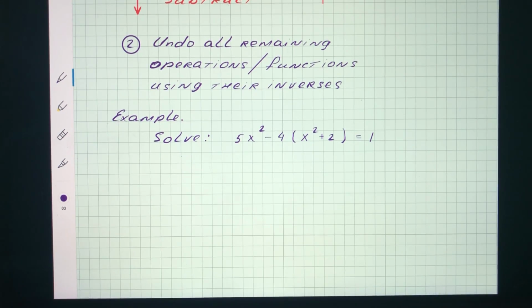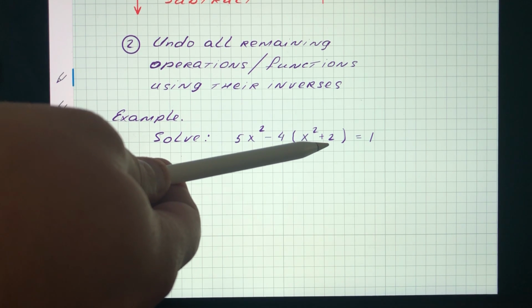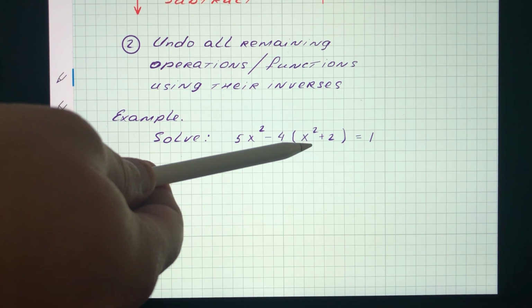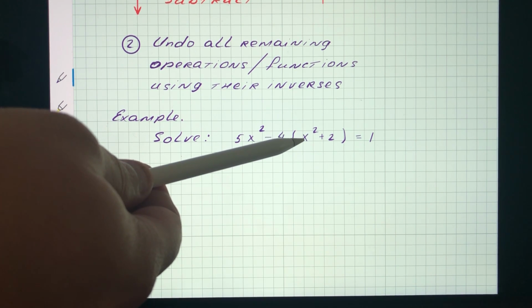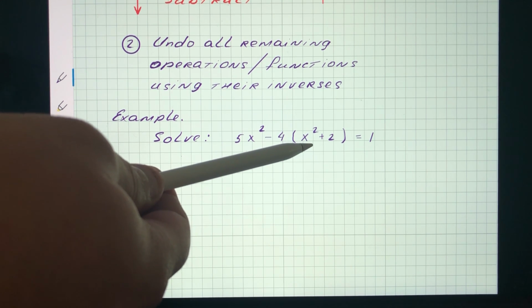We have 5x squared minus 4 times (x squared plus 2) equals 1. So following the order of operations, we'll look inside the parentheses, and if it's true, we will simplify it, and if it's not, we will move on. Inside the parentheses, we have x squared plus 2, and since we don't know what x is, we cannot do anything here. So the parentheses are finished, we're done.